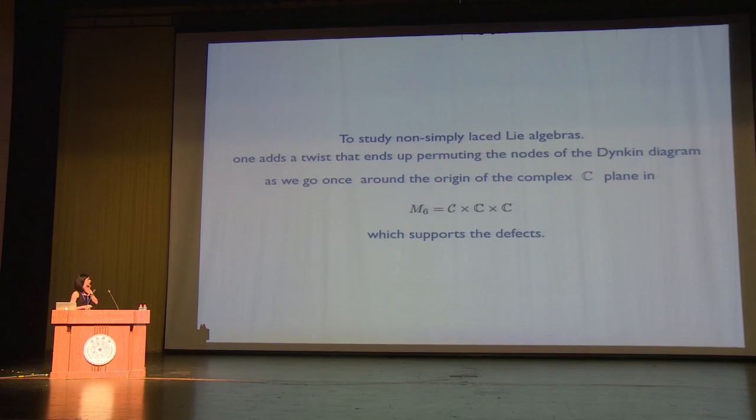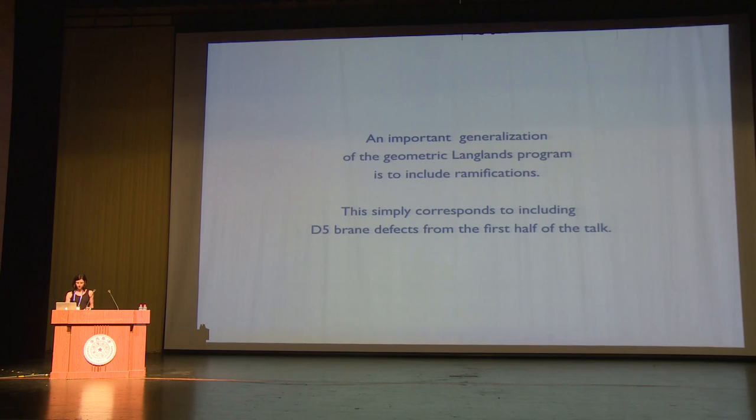To study non-simply laced Lie algebras, it's familiar how to do this in string theory. What we need to do here is add a twist as you go around the origin of the complex plane that supports the defects. So the twist permutes the nodes of the Dynkin diagram as you go around. Another important generalization of the geometric Langlands is to include what I call ramifications. This is, again, very simple. It just corresponds to including D-fiber defects from the first half of the talk.